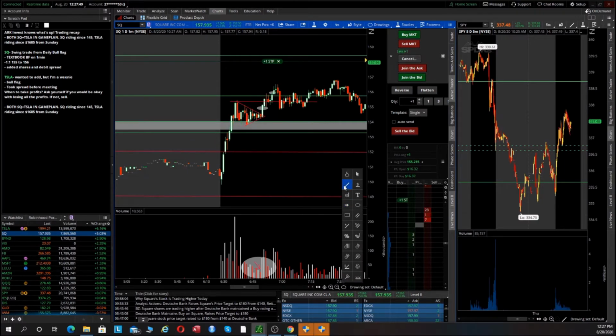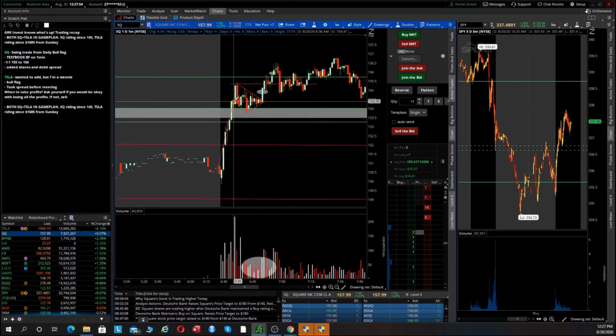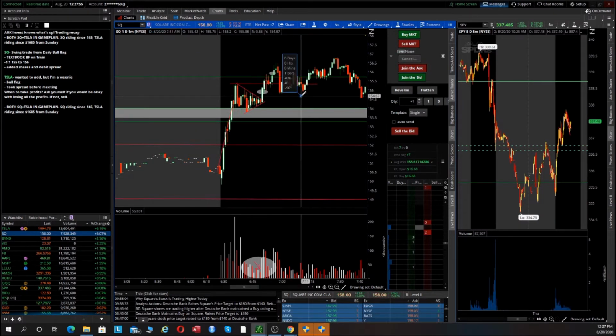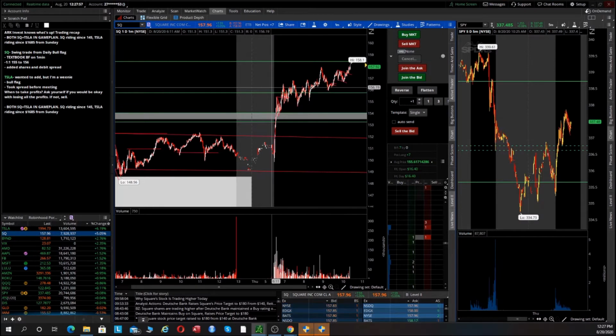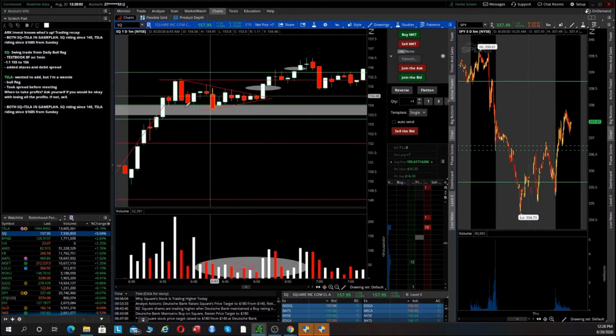Let's get to the regular drawing tool. This is textbook. We had a nice move up. Oh, I just bought another share of SQ. We'll talk about that later, but we had a nice move up and then a perfect triangle pattern. It doesn't get any more textbook than this.